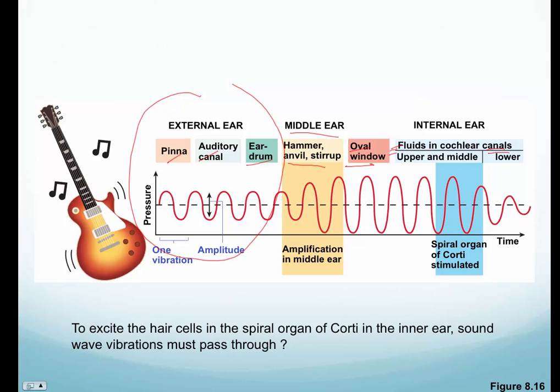Now, to excite those hair cells and that spiral organ of Corti in that inner ear, we have to notice that we don't have a direct transmission of sound from our outer ear towards our inner ear. So we're actually going through a lot of different mediums. We're going through air, we're going through membranes, we're going through bones, and then finally we're going to go through fluids. Okay, so we're going through a lot of things in order for us to interpret all of that sound.